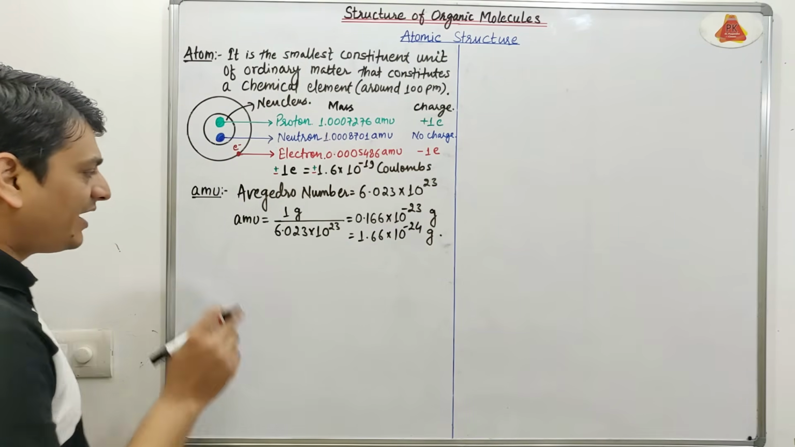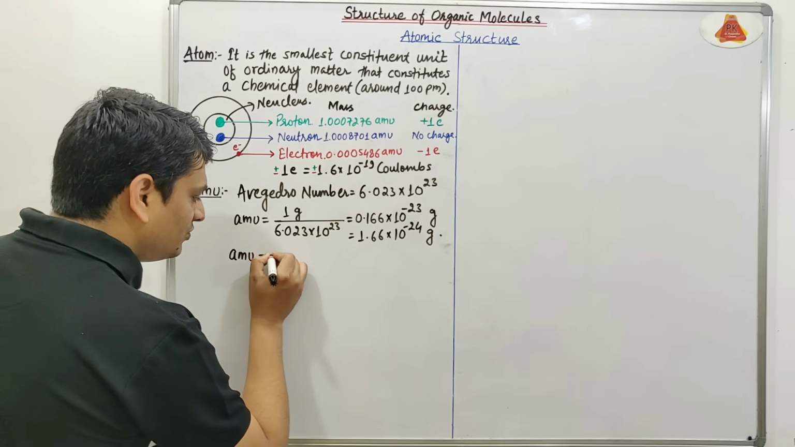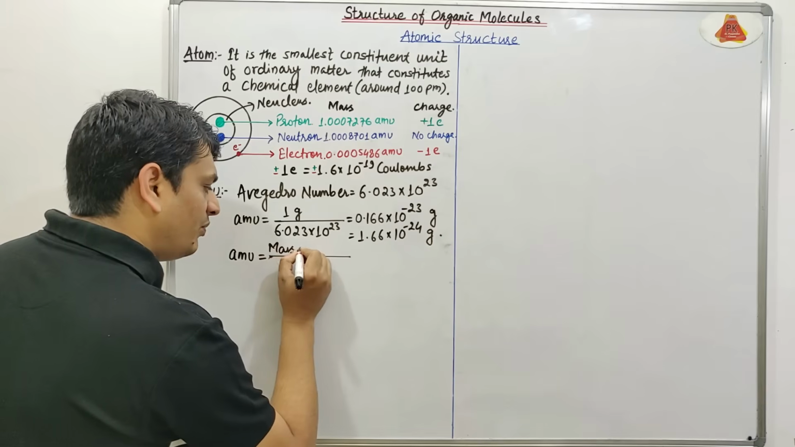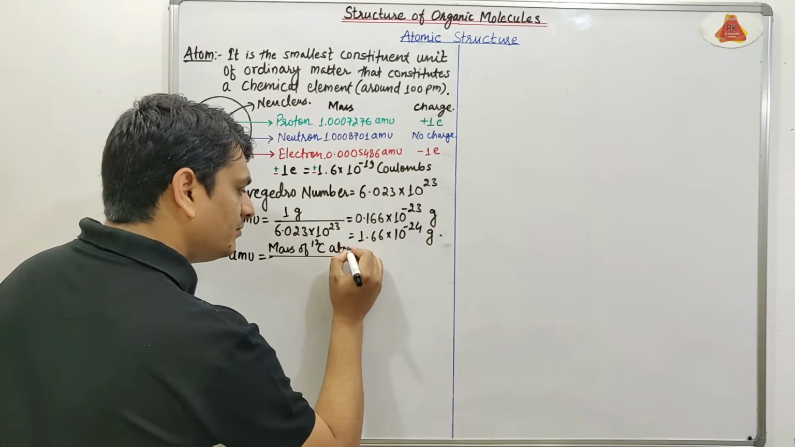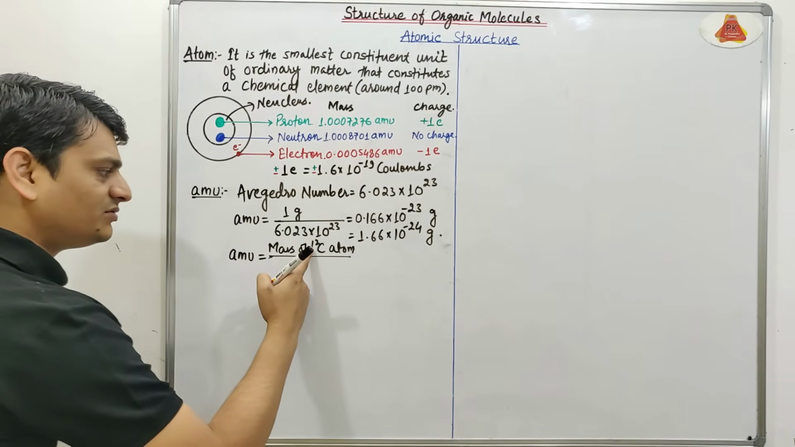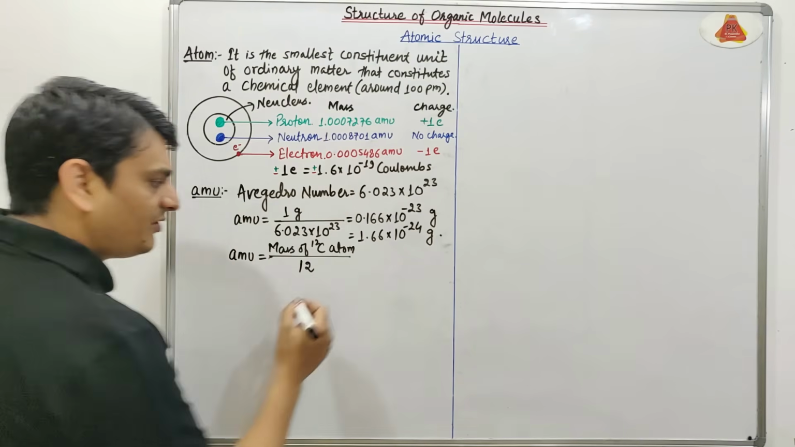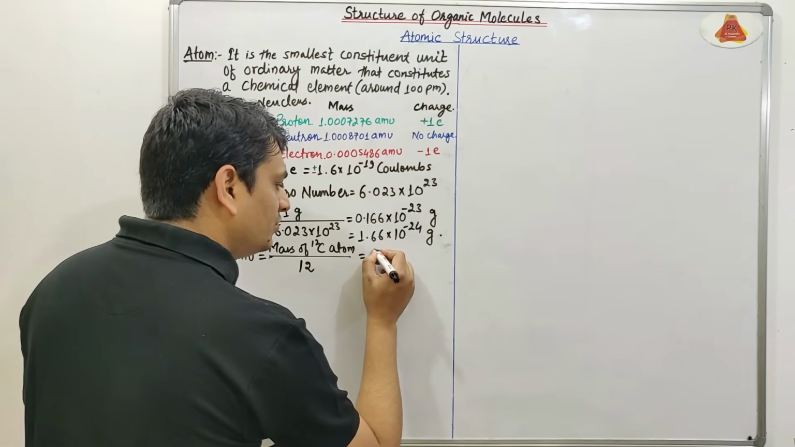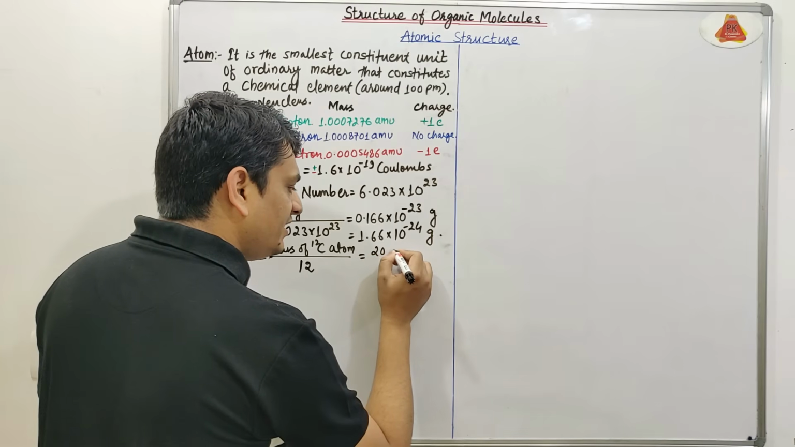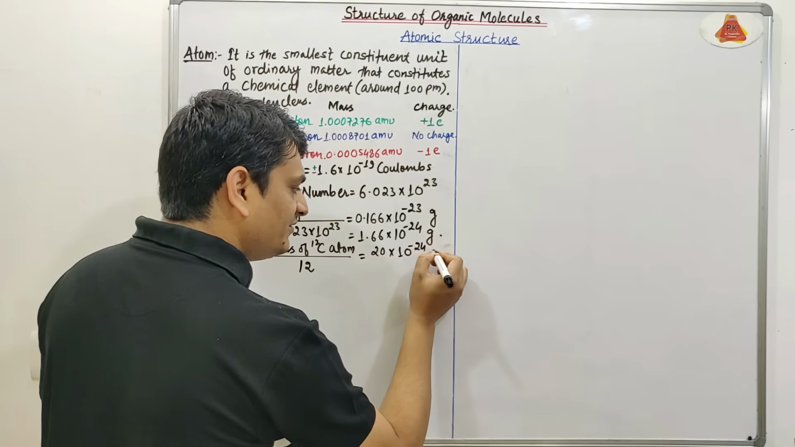In other terms, mu can also be defined as AMU is equal to the mass of a carbon-12 atom divided by 12, as you know this carbon-12 contains 12. And we know that the mass of this carbon-12 atom is equal to 20 into 10 to the power minus 24 gram.